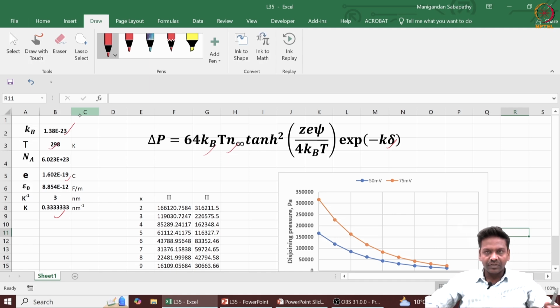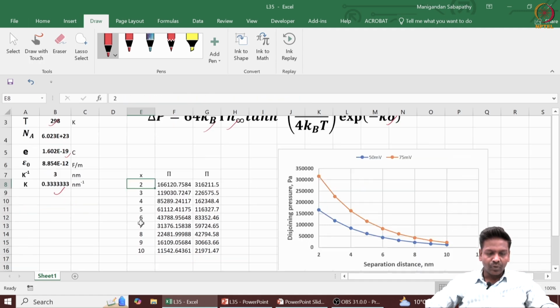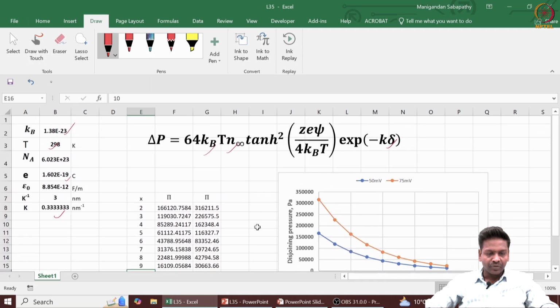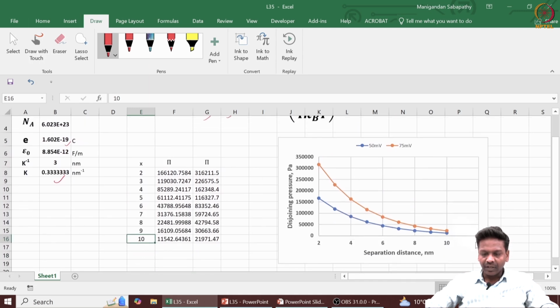So all we need to do is plot between 50 millivolt. In the first case we have to plot 50 millivolt, that is 0.05. In the second case the variable will be 75 millivolt, that is 0.075. In both cases we have to change this separation distance from 2 to 10 nanometer. This is how the plot looks. The orange line represents the disjoining pressure as a function of distance for 75 millivolt, and the blue line corresponds to 50 millivolt.